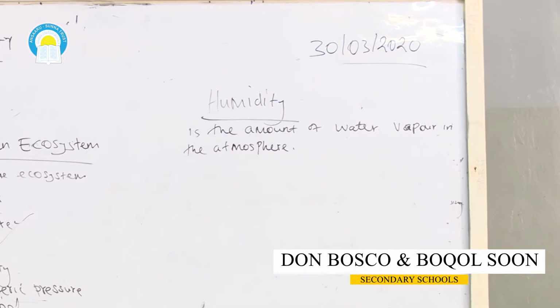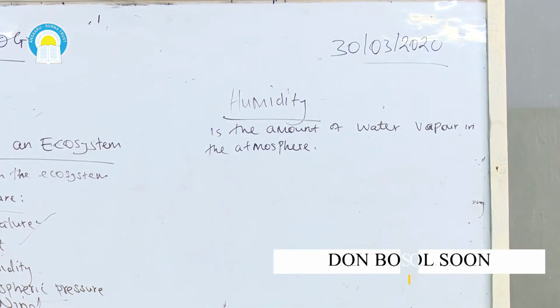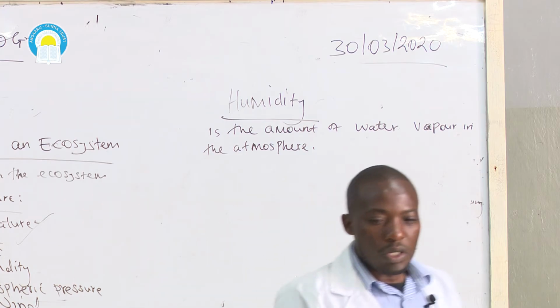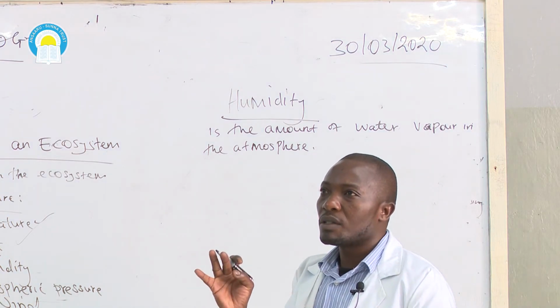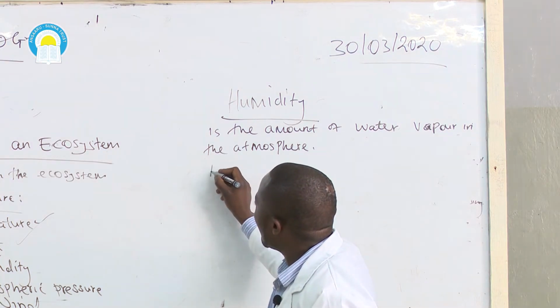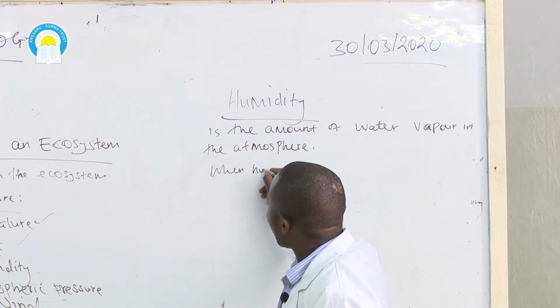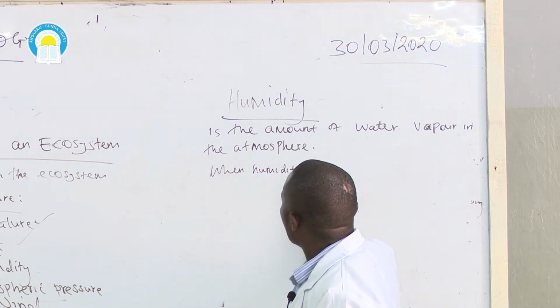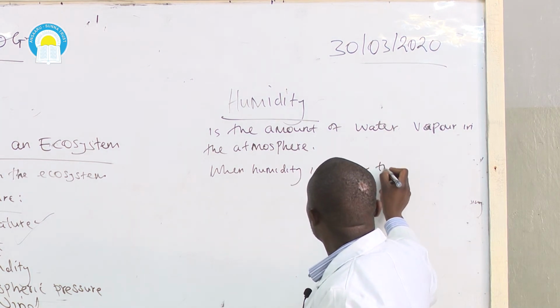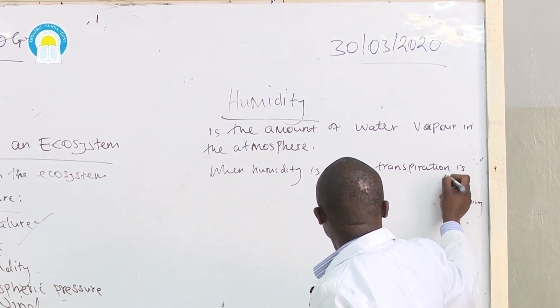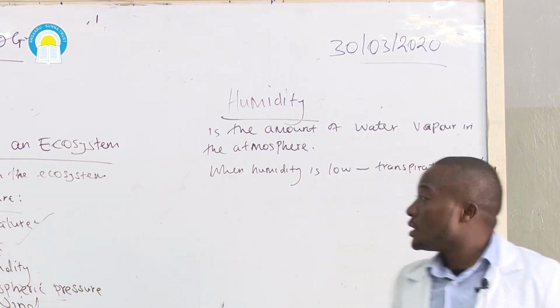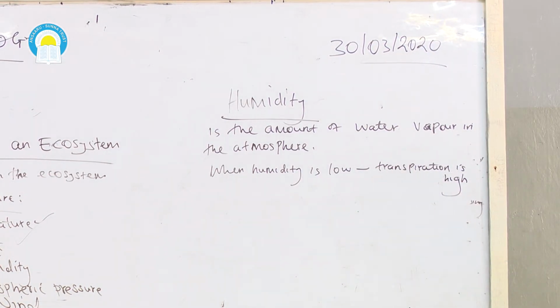So this one we are going to talk about in two ways, in plants and in animals. Now how does it affect the distribution of living organisms, plants and animals? When humidity is low, the rate of transpiration is high. The rate of water loss from the surface of the plant is very high, which may lead to permanent wilting.